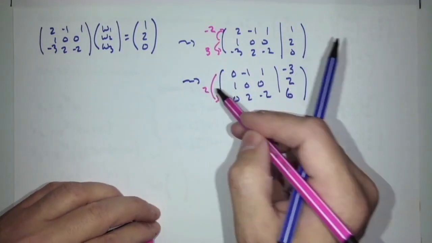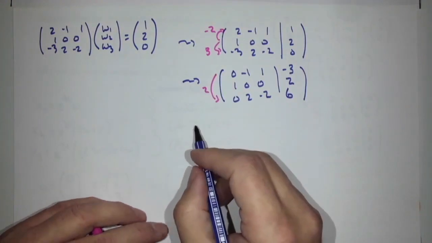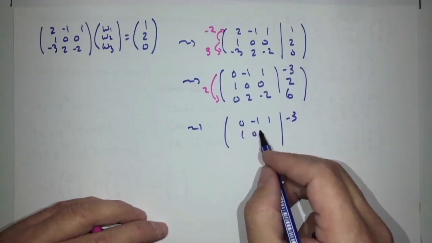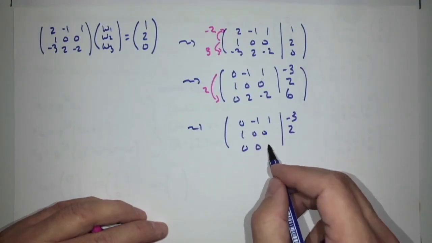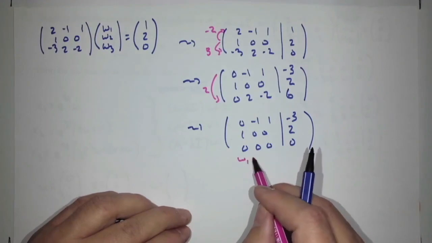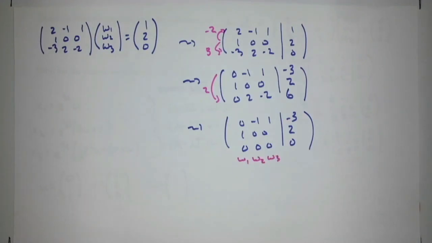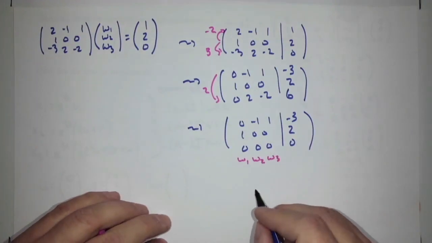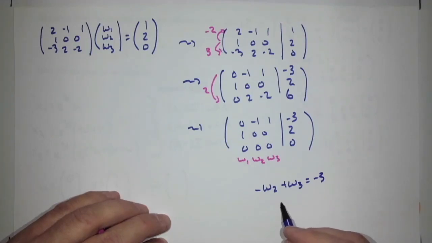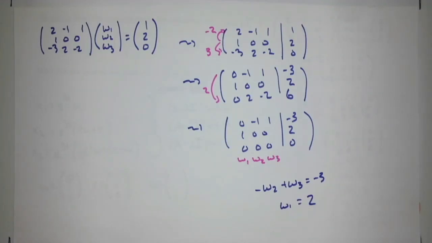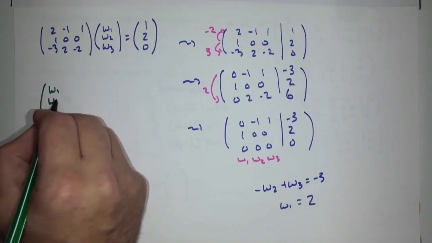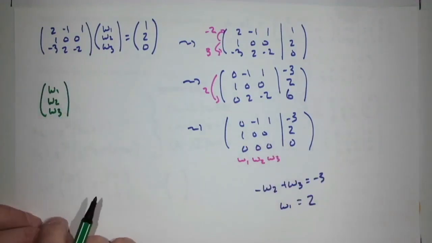Well, can we combine the first and last rows together in a nice way? Wow. Almost as if it was meant to happen, because it was meant to happen. So we get 0, minus 1, 1, minus 3, 1, 0, 0, 2, 0, 0, 0, 0. So if we're thinking about these in terms of our equations for W1, W2, W3, the first equation says minus W2 plus W3 has to equal negative 3. The second equation says W1 has to equal 2. Can we think of choices for W1, W2, W3 where we can satisfy that? We don't need to worry about the third equation.